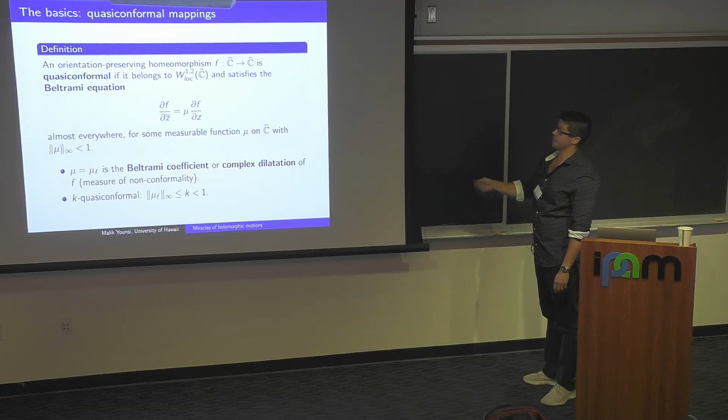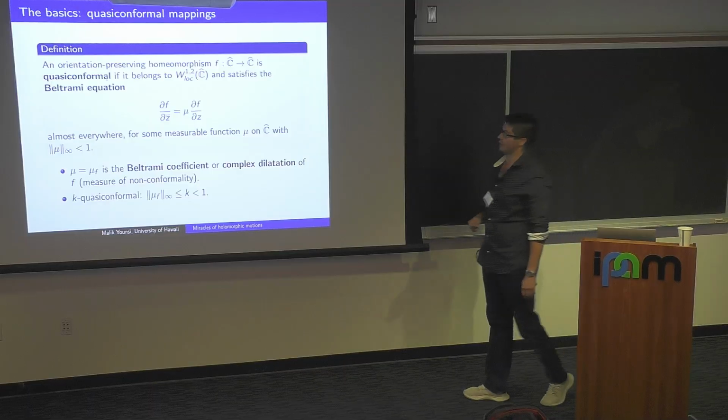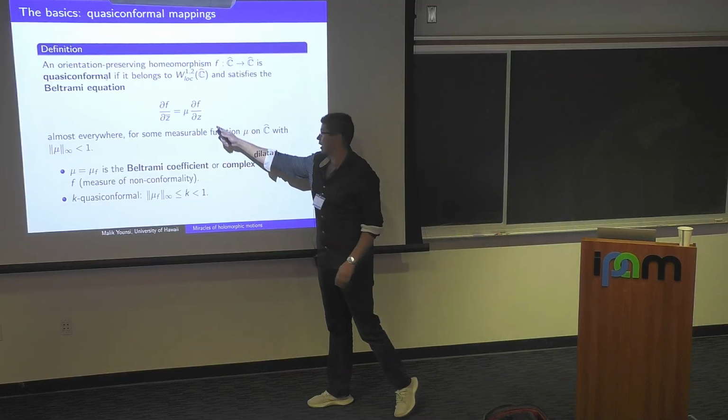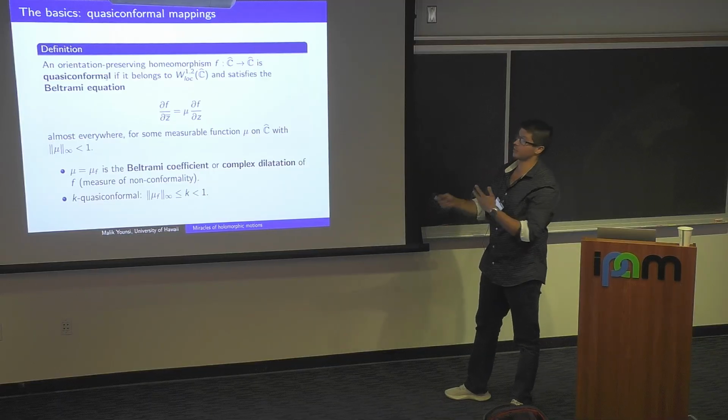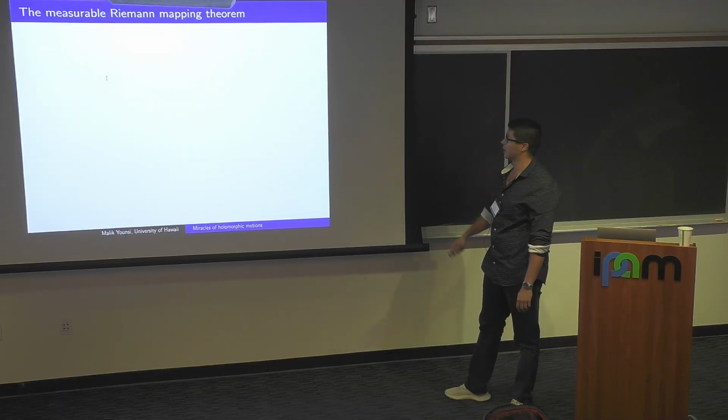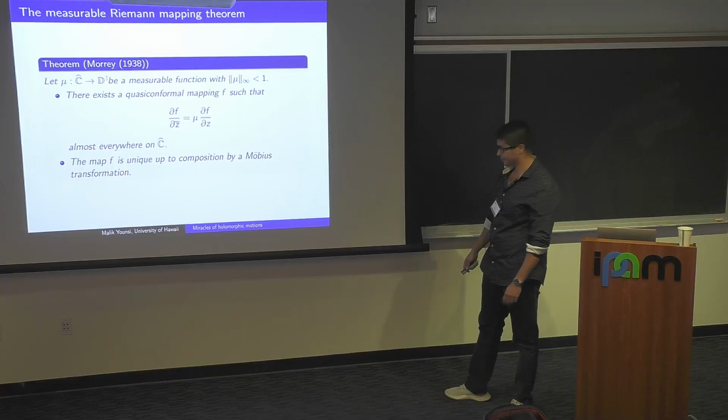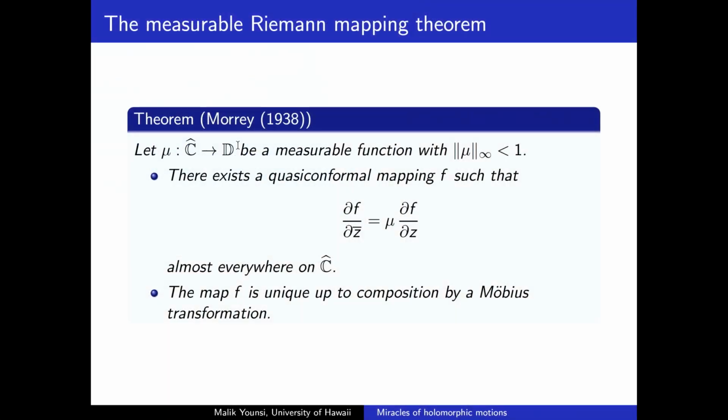Now we have these homeomorphisms, and they have these Beltrami coefficients, and it's actually surjective. Given any Beltrami coefficient, you can solve the Beltrami equation. That's a famous theorem in the area. If you start with a measurable function with norm less than 1, you can always solve the Beltrami equation to get a quasiconformal mapping. And the solution is always unique up to composition by a conformal map on the sphere, so a Mobius transformation.